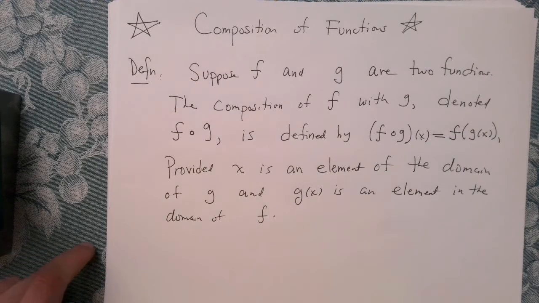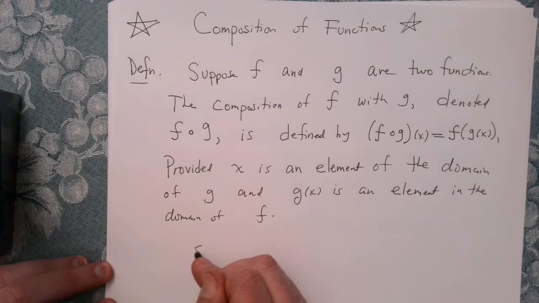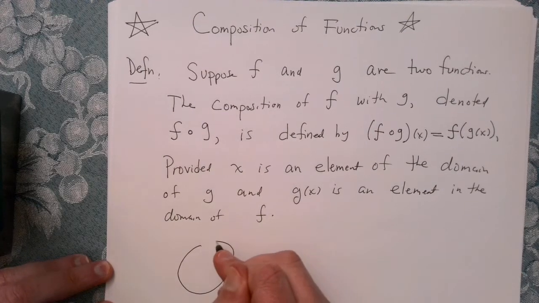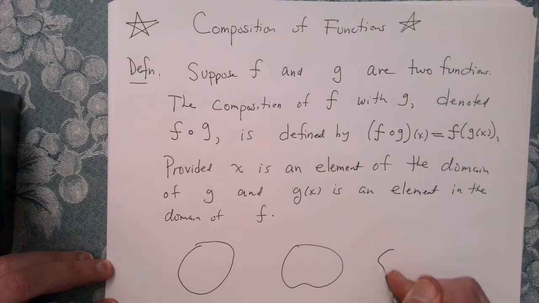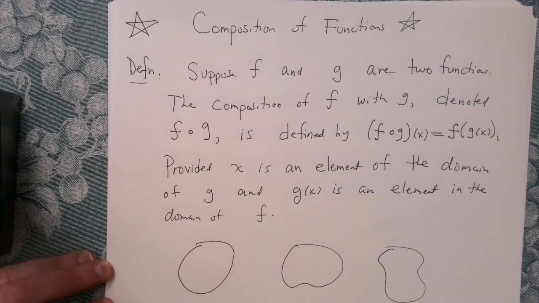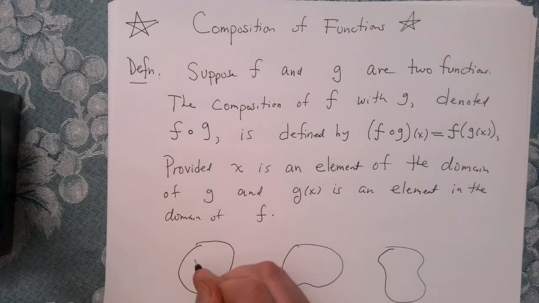Okay, so what does this look like in a diagram? Let's say I've got some set here, and some other set here, and maybe some other set here. And I'm going to start with some element x.